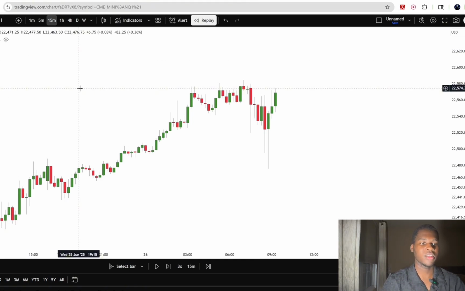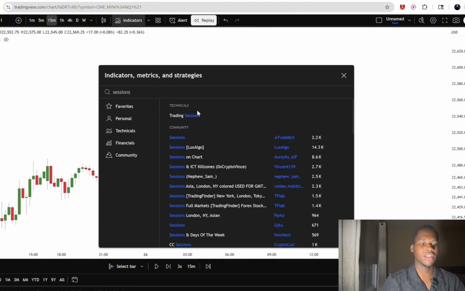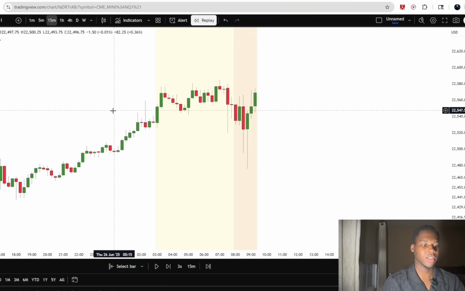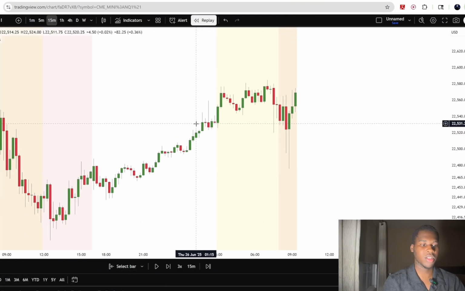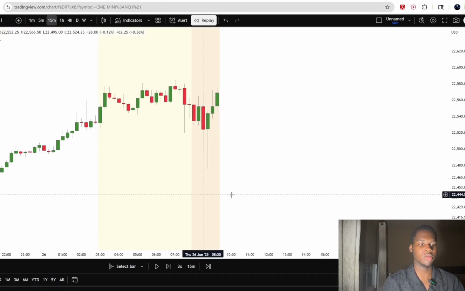particularly in. So to get the sessions indicator, you want to go to indicators and type in sessions. Once you type it in, click on trading sessions or sessions. This will allow you to see the different sessions there are. So on this particular example, the white is Asia, the yellow is London, and orange is New York.